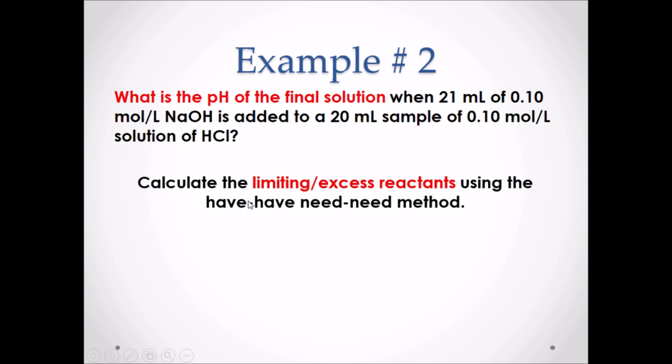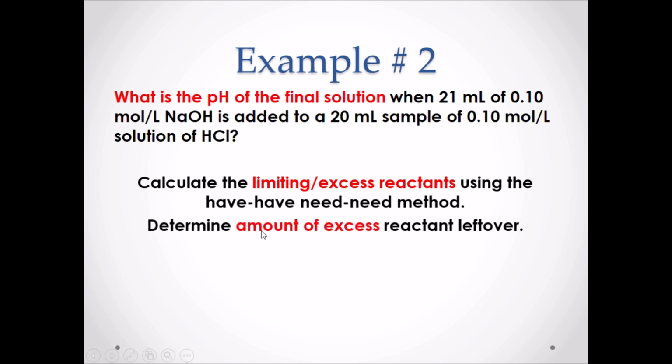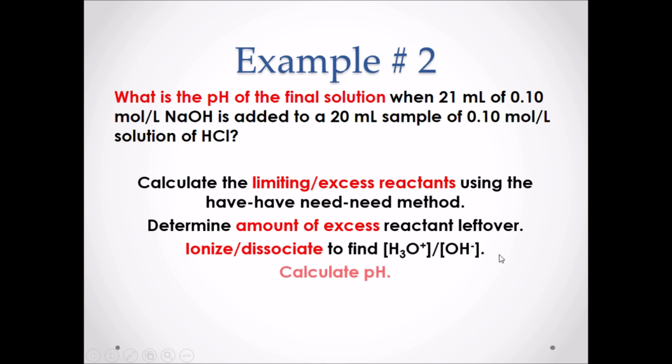First up, we have to calculate the limiting and excess reactants using the have-have, need-need method. We then need to determine the amount of excess reactant left over. That excess reactant will either ionize or dissociate to produce H3O+ or OH-. We have to find the concentration of one of these products depending on which is formed. Once we have the concentration, we can then calculate the pH of the final solution.